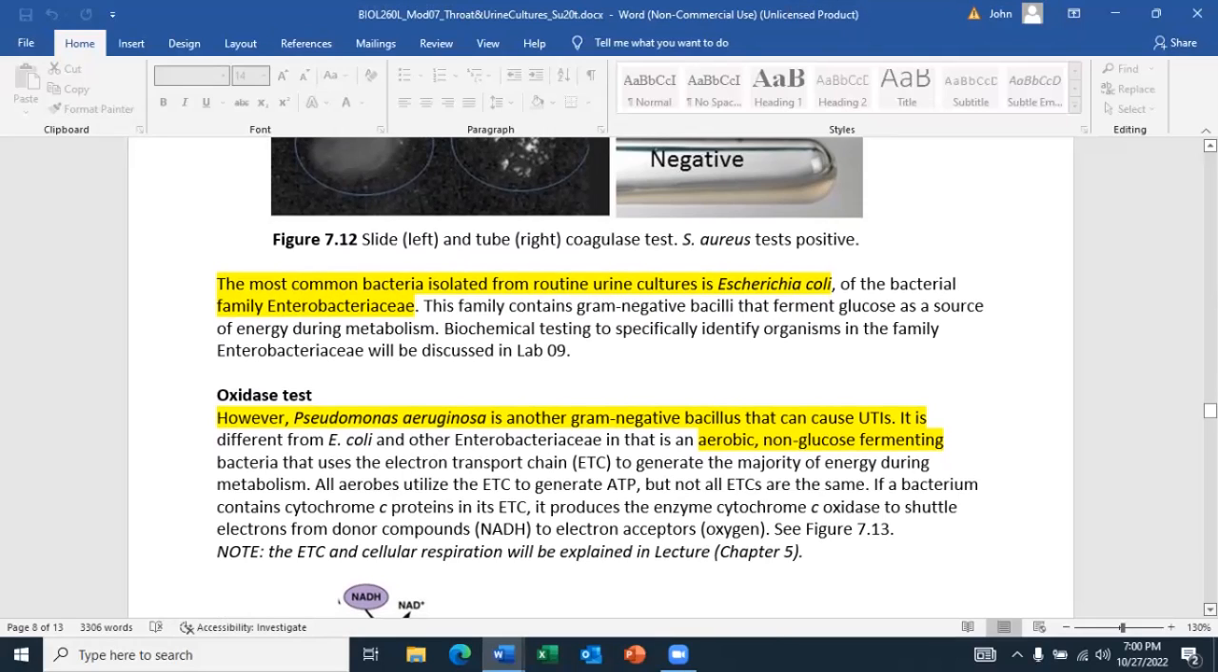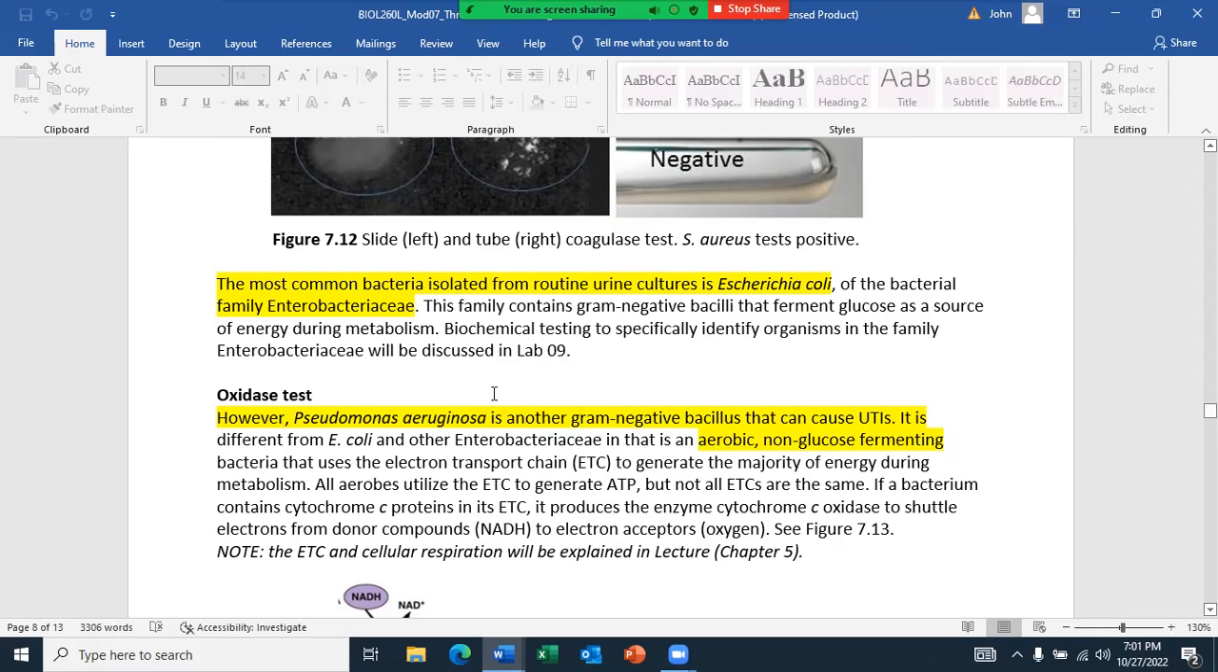All right, E. coli is the most commonly found bacteria from a urinary tract infection. E. coli is in the family Enterobacteriaceae. All the members of this family can ferment glucose. So if it ferments glucose and it's gram negative, it's probably Enterobacteriaceae. And that's one way we can distinguish Enterobacteriaceae from the family Pseudomonadaceae.